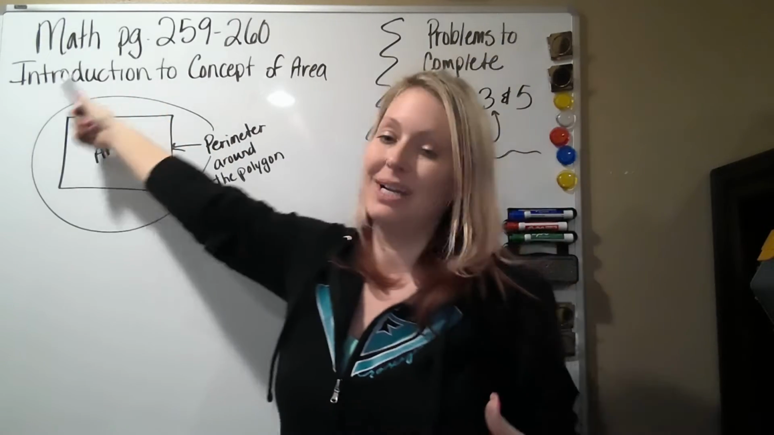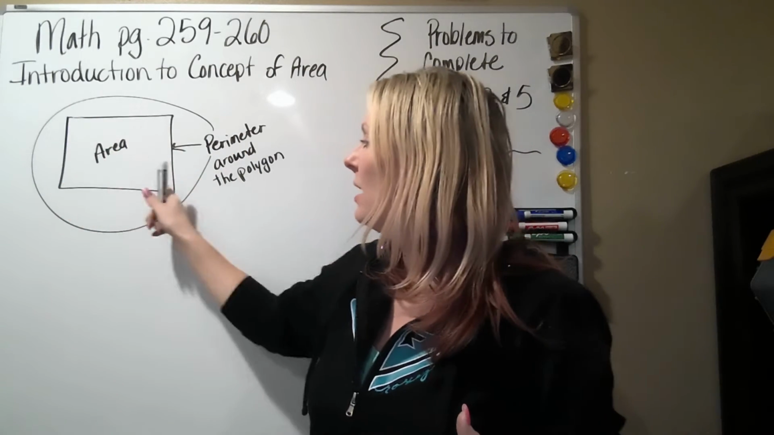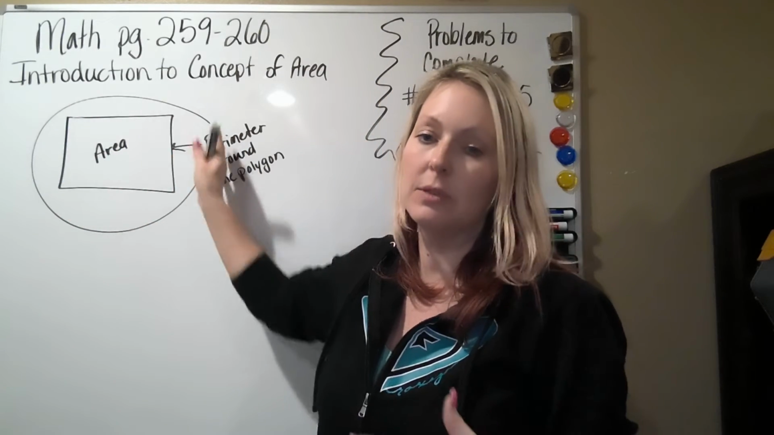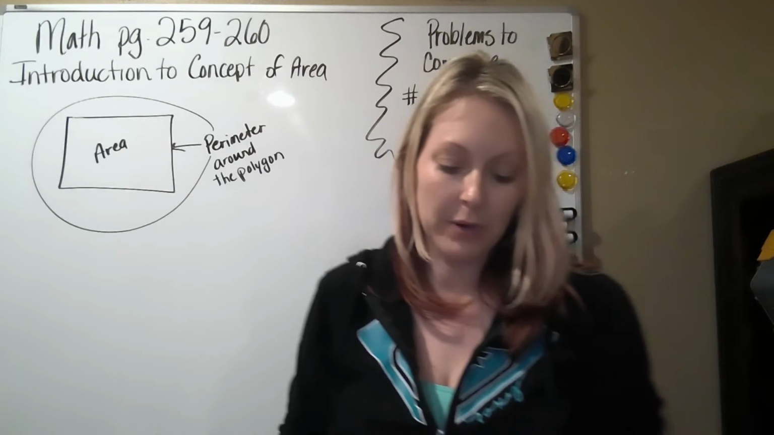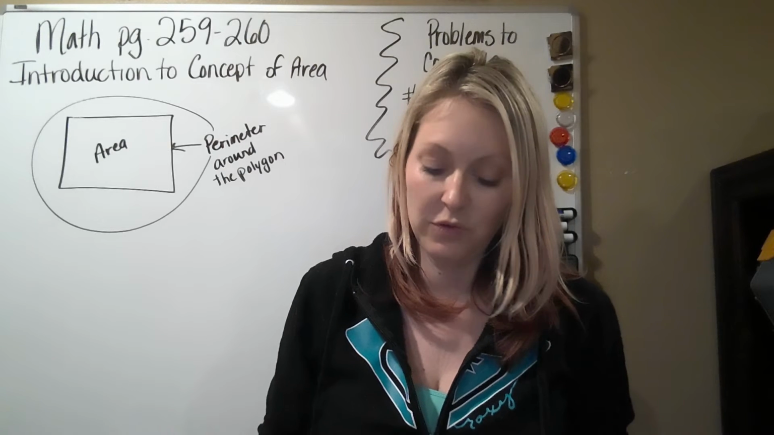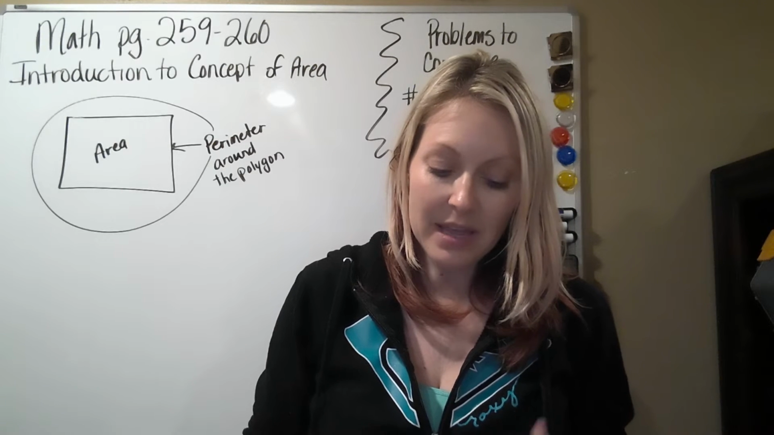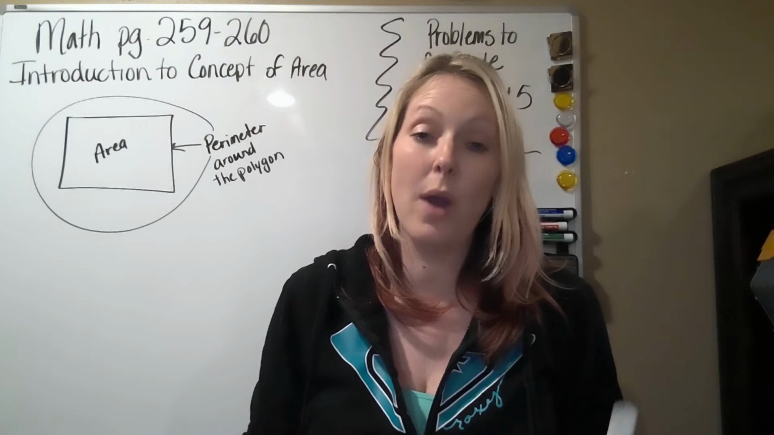And perimeter is the outside. Okay, so when we're going, this whole line is the outside, right? That's why I was drawing my circle. But the inside is the area, okay? Now, area measures the surface of the simple closed figure, okay? Area is found by dividing the region into square units.